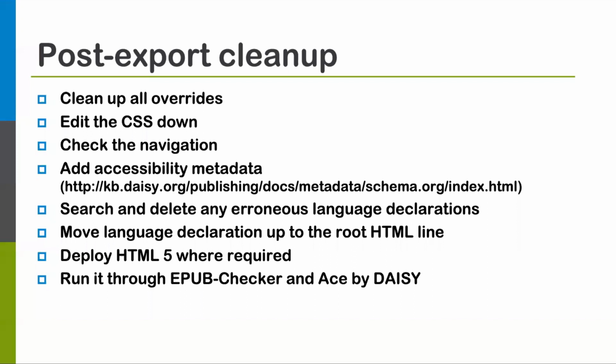Check the navigation. Is it as full as you want? Are the lists and sublists nested properly? There's a good chance that the nesting went sideways on export and that will need some attention. Add a full set of accessibility metadata to your EPUB. Again, go to the DAISY knowledge base and copy the accessibility metadata there into your document and then modify it as required to meet the needs of your content.